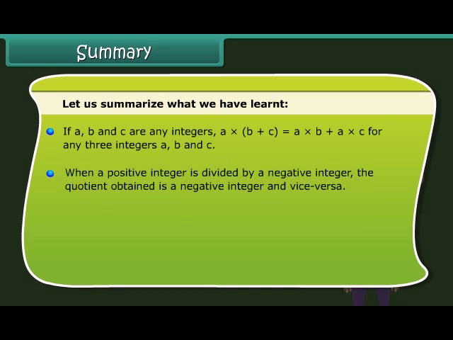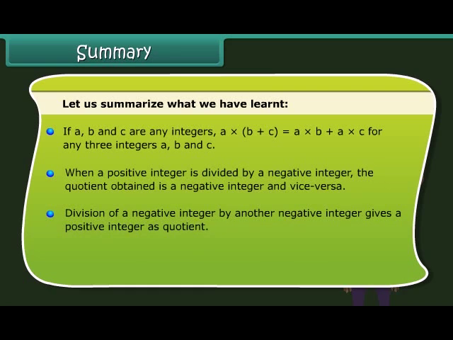When a positive integer is divided by a negative integer, the quotient obtained is a negative integer and vice versa. Division of a negative integer by another negative integer gives a positive integer as quotient. For any integer a, we have a divided by 0 is not defined, and a divided by 1 is equal to a.